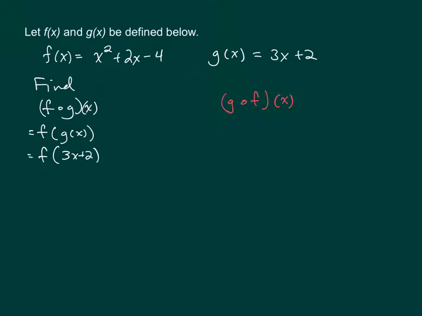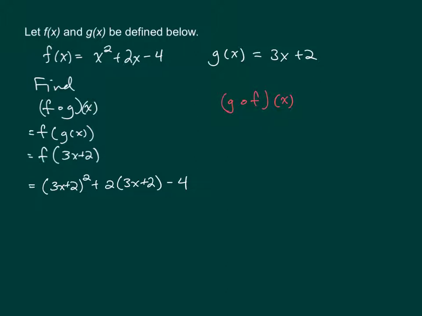So what does that tell you to do with this 3x plus 2? Well, normally we'll write f of x, but that x here got replaced with 3x plus 2. So that means all of these x's over here will also get replaced with this 3x plus 2. So over here I'm going to write, we need to have x, but it's not x anymore, it's 3x plus 2 squared plus 2 times 3x plus 2 minus 4.